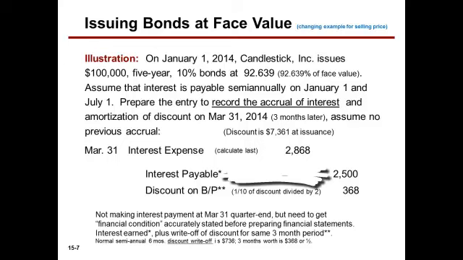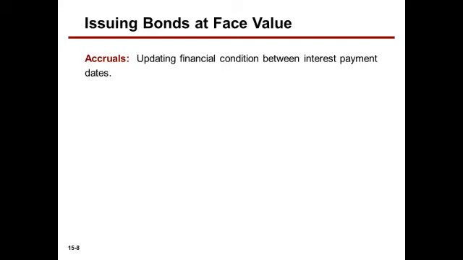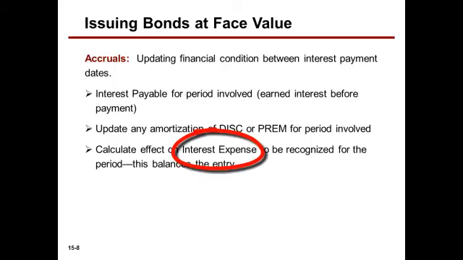Please understand how I got the $368 adjustment to the discount account. It's 1/2 of the normal 6-month adjustment. To conclude, our need for accruals is updating financial condition between interest payment due dates. We need to get our interest payable for the period involved correctly stated. We also update any amortization of discount or premium for the period involved, and then calculate the effect on interest expense, which is a combination of the previous 2 entries, to be recognized for this period.